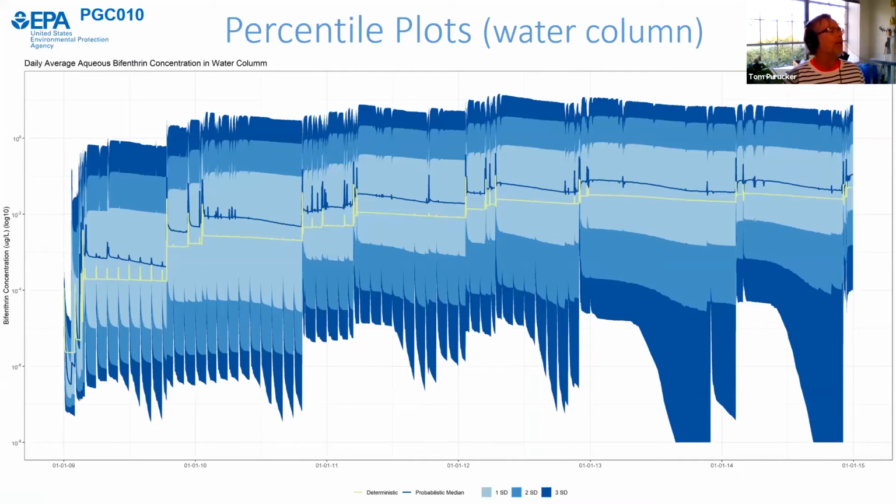Our deterministic simulation with the defaults is actually a little bit low here, so it's a little bit below the median. And then this lighter blue, this somewhat darker blue, and this third level blue, this is plus or minus 1 standard deviation, 2 standard deviations, and then 3 standard deviations from that median, that captures the variability in the water concentrations at the areas of interest.